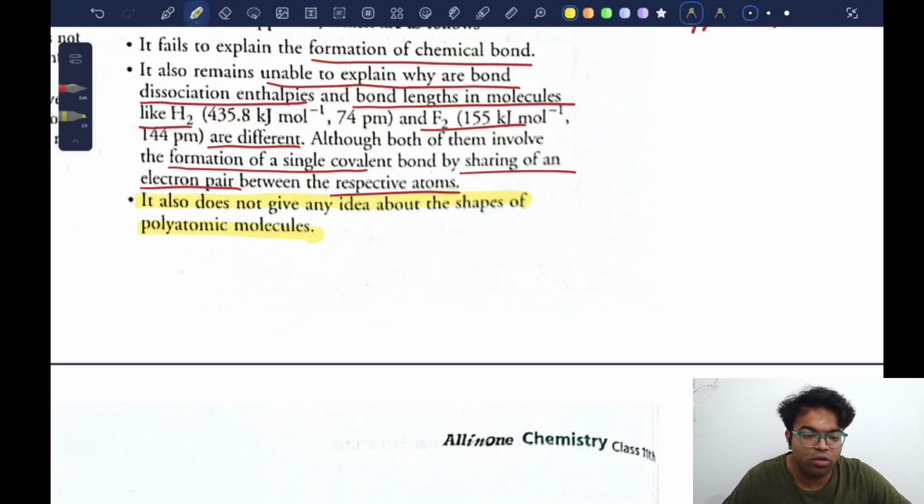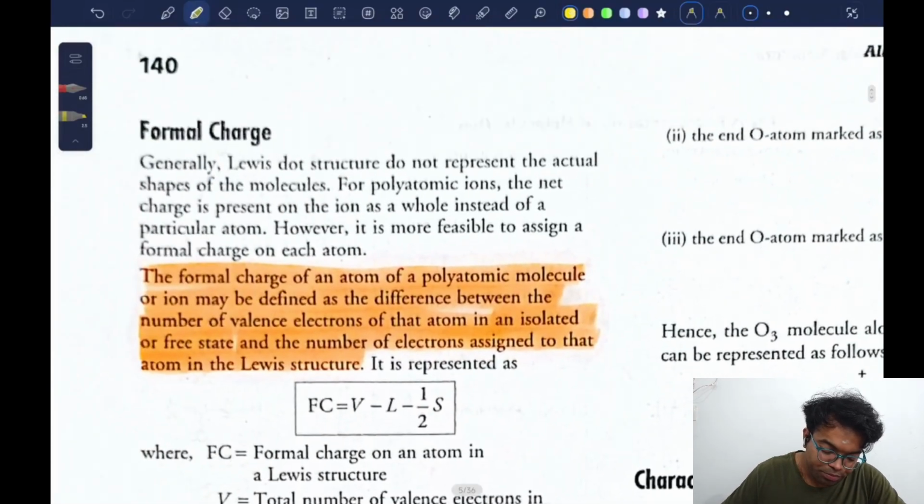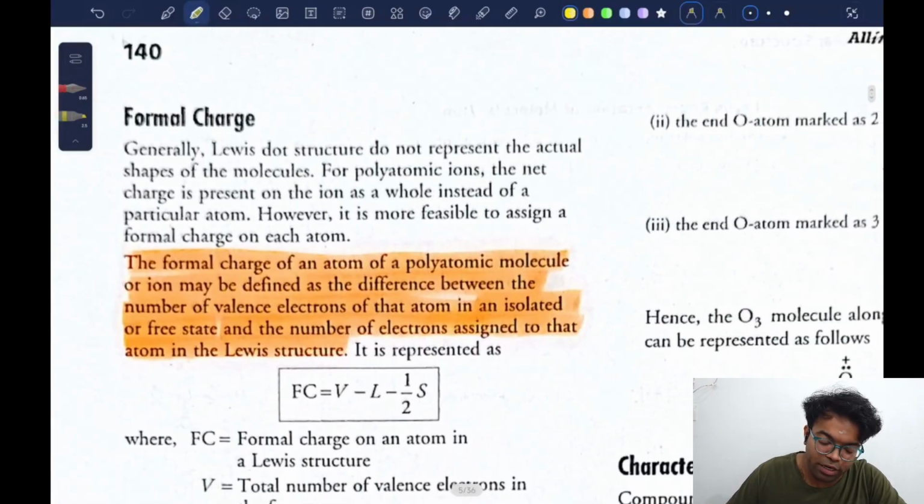See, atoms and molecules are not two-dimensional; they are three-dimensional structures. So when they form a bond, they will also have a three-dimensional structure. The Lewis theory was not able to explain the three-dimensional structure. Now the next topic that we're going to discuss is formal charge.